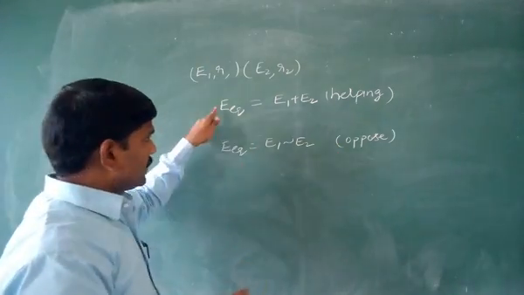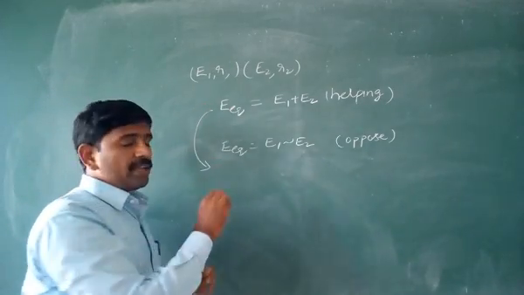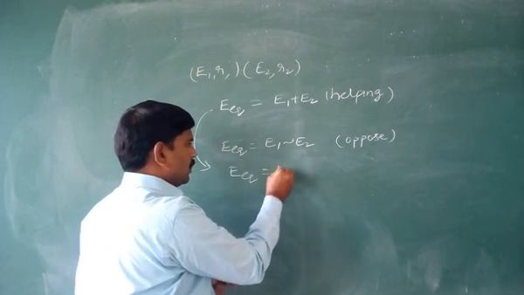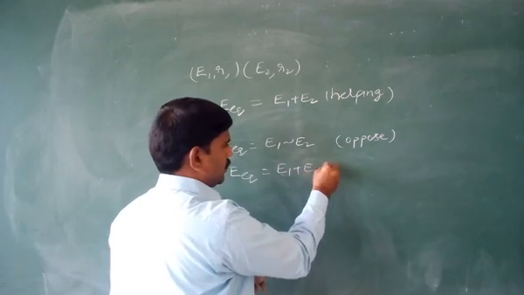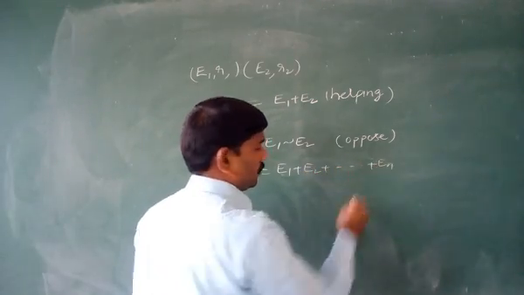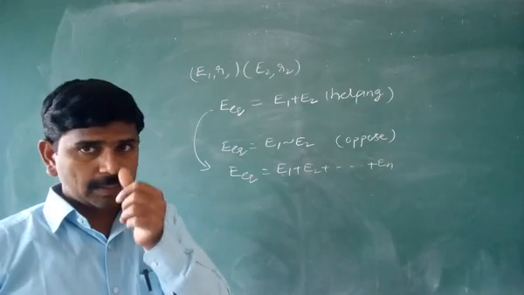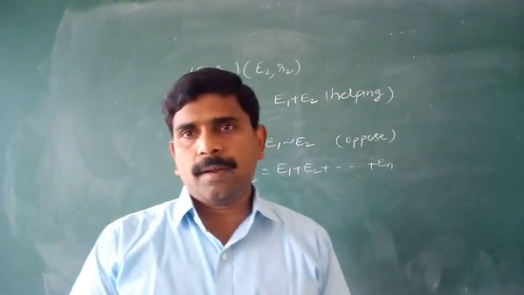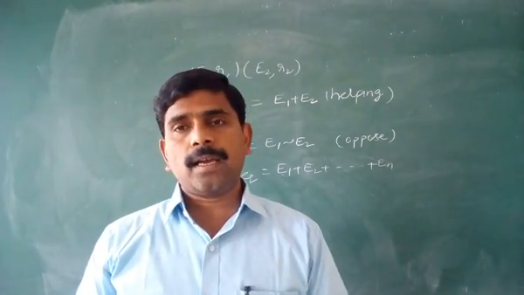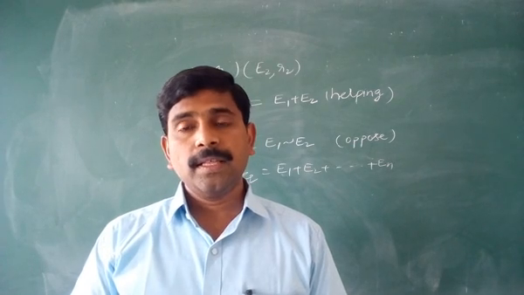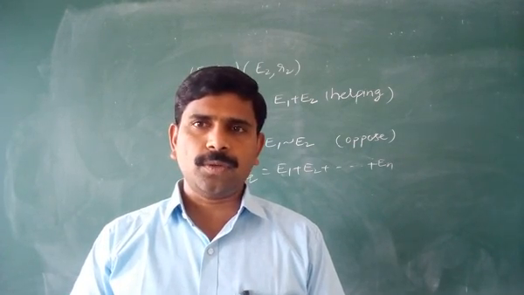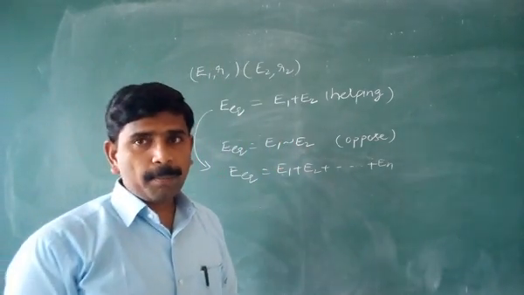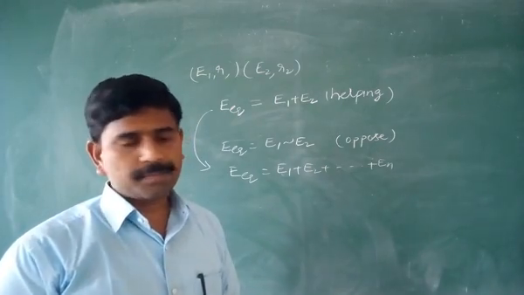If n cells are connected in series combination in helping manner, then E equivalent is equal to E1 plus E2 plus E3 plus and so on plus En. Already we learned that one. So in the case of the parallel combination, when two cells are connected in parallel, then the effective EMF is equal to how much? Now we are discussing the parallel combination of cells.